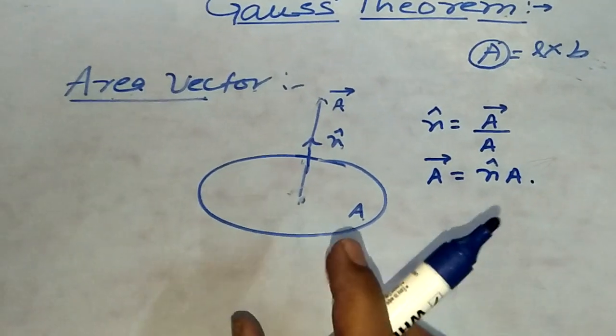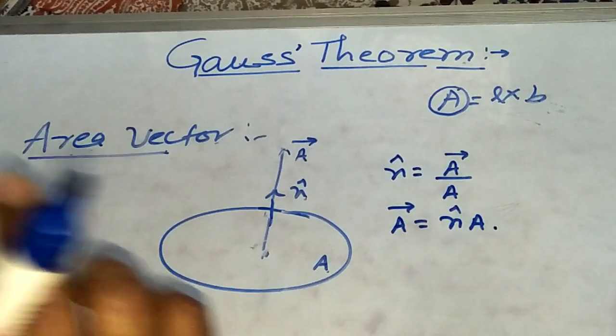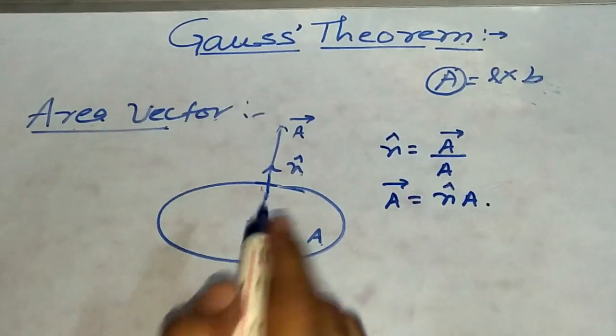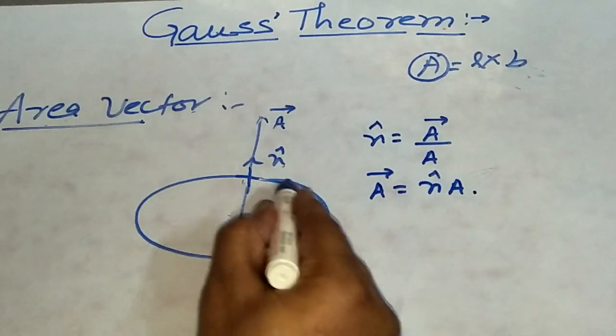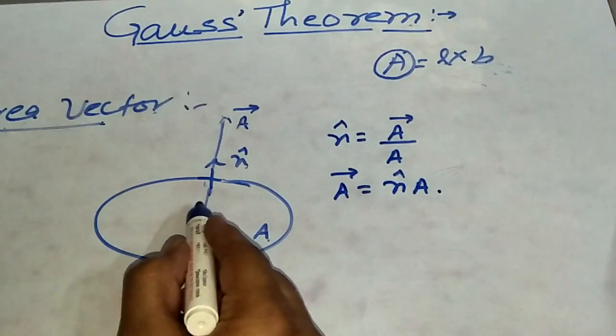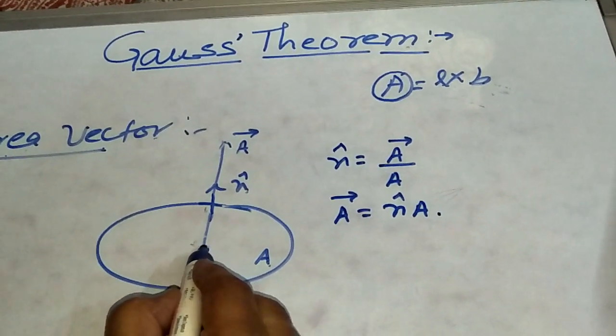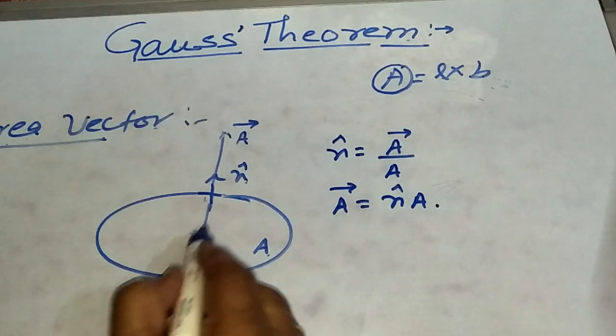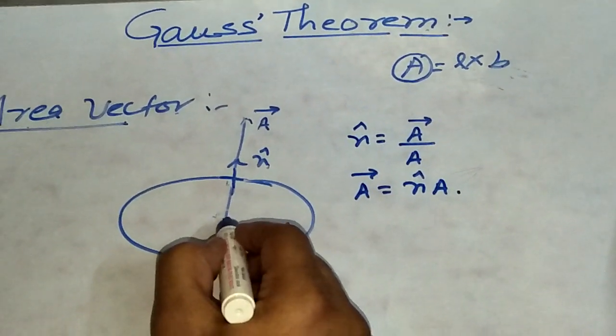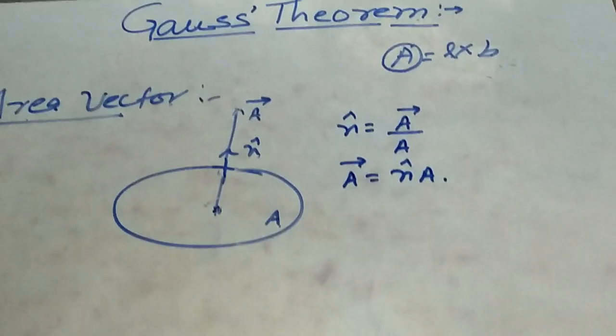So simply here I want to tell you only one thing. The area is a vector quantity whose direction is always perpendicular to that surface and directed outward, and this is also called the axis of this area, or simply you can say area vector.